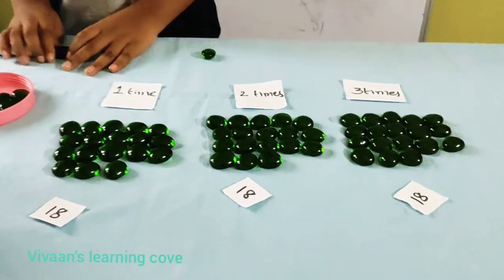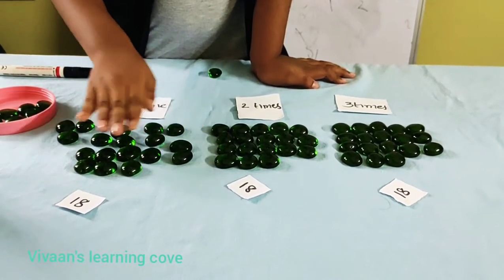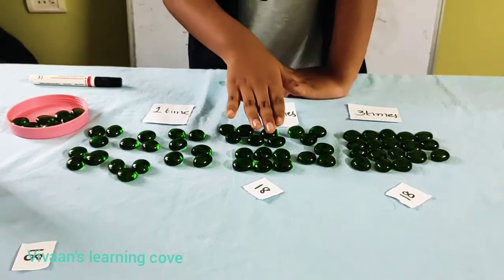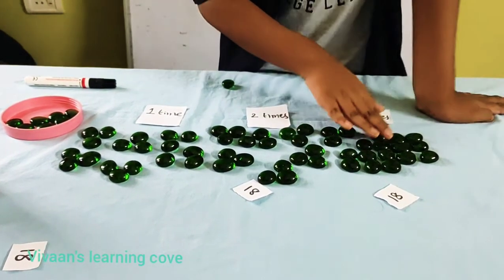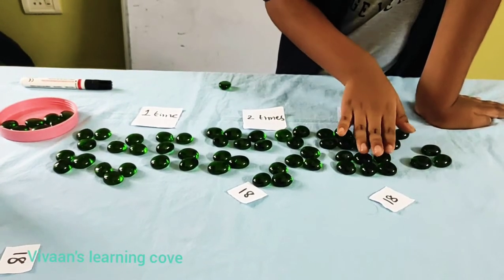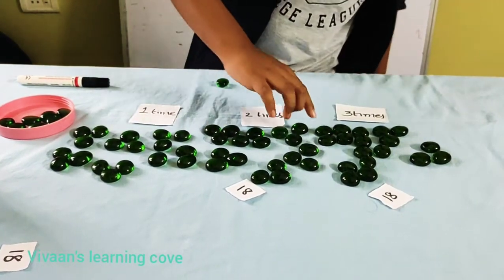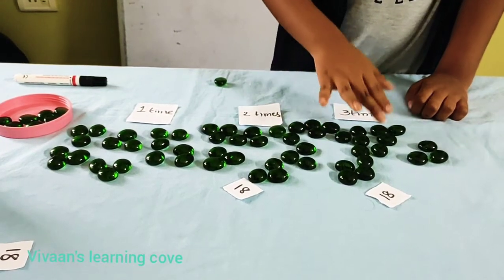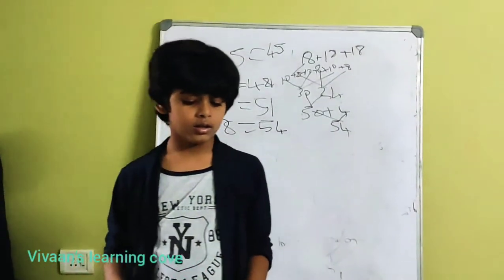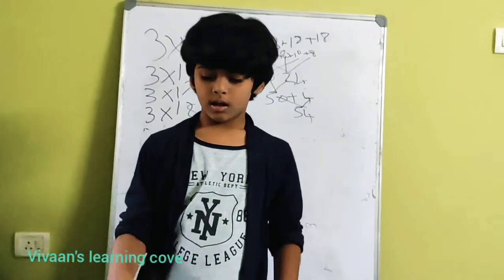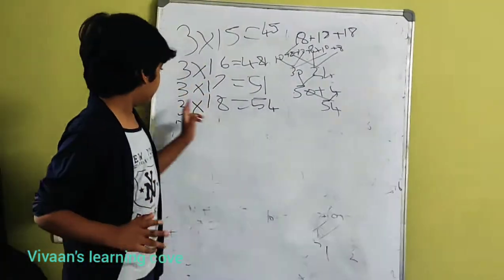So here there are 54 pebbles. I'm just going to split it. I'm going to split 54 pebbles into 18 groups. I'm just splitting all of them into 3. See, 1, 2, 3, 4, 5, 6, 7, 8, 9, 10, 11, 12, 13, 14, 15, 16, 17, 18. See, there are 18 groups, 54 pebbles. 18 groups, I'm just giving 3 pebbles to each group. So, 18 times 3, 3 times 18. They both are the same.